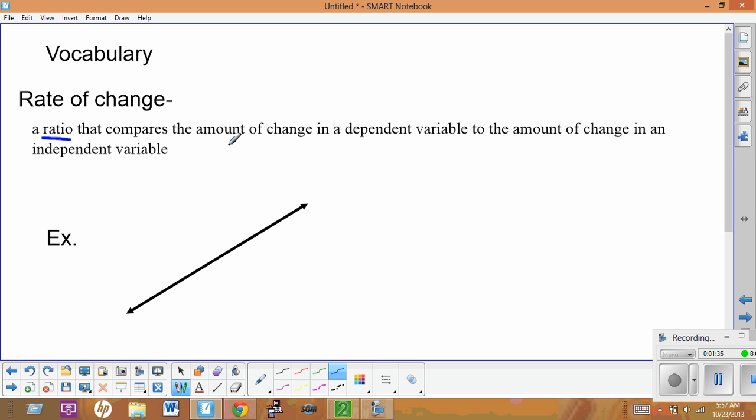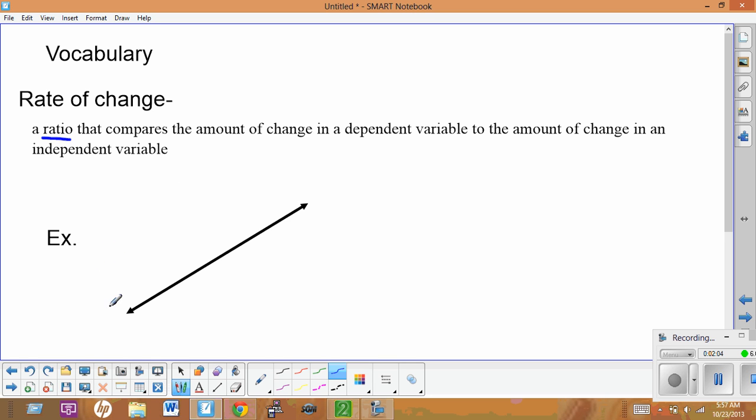So we have the ratio that compares the change of a dependent variable, it's dependent on the independent, to the amount of change in the independent variable. So you go ahead and copy that down, and we'll break that down and discuss what it means, rate of change. Okay, hopefully if you have not finished copying the vocabulary down, pause the video and finish it. And if you did, let's move on to the example.